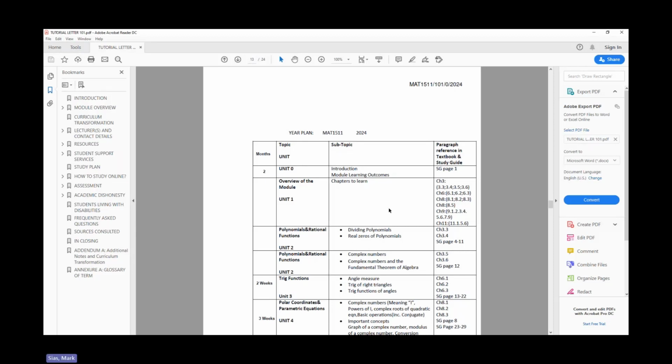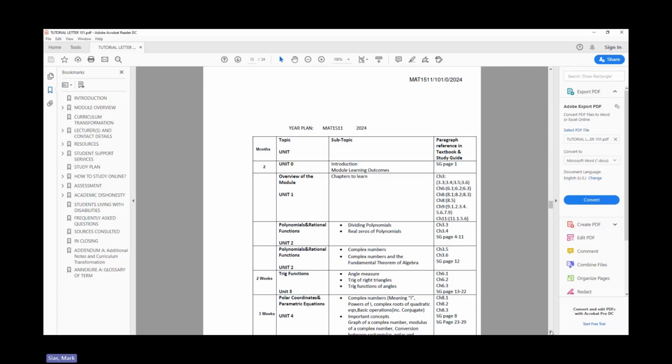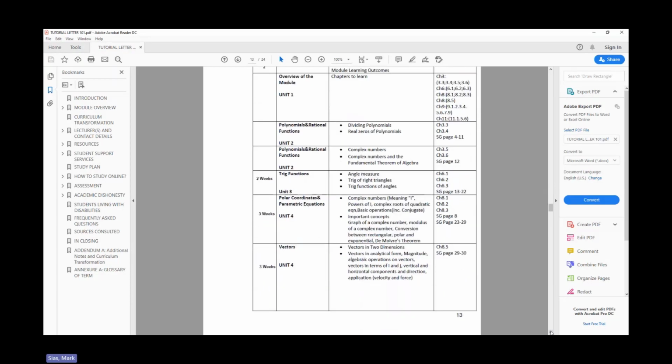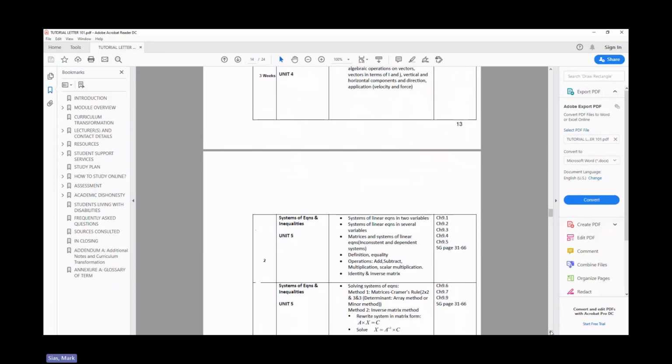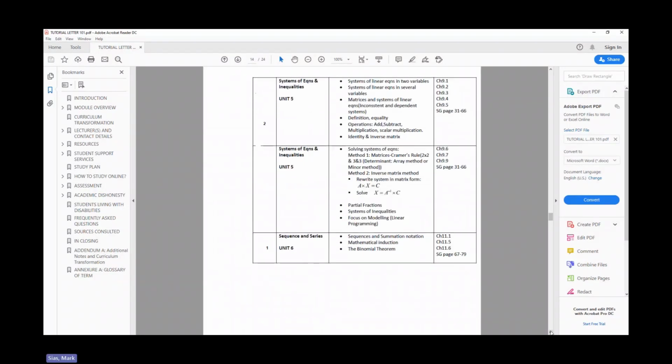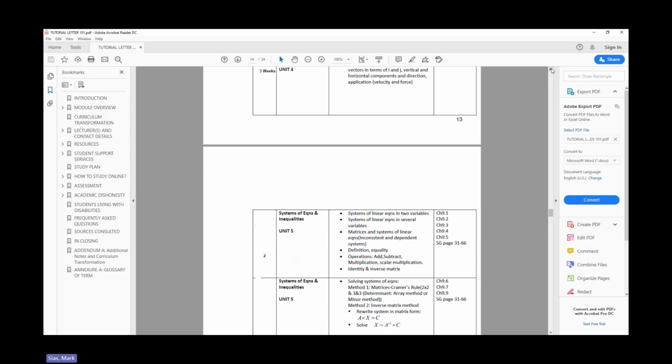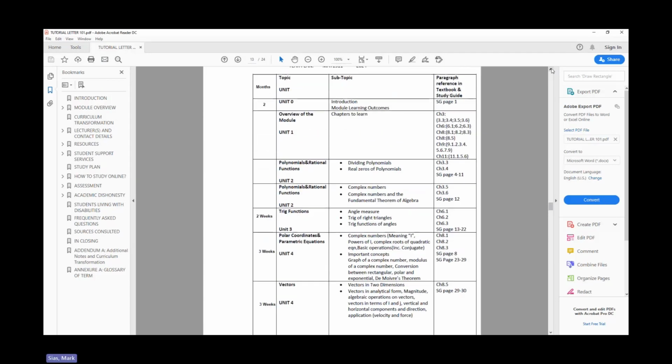Chapters to learn: chapter 3.3, 3.4, 3.5, 3.6, 6.1, 6.2, 6.3, 8.1, 8.2, 8.3, 8.5. So this is my first time presenting this module, but I should be familiar with all the topics here. I think you guys go up to linear algebra also, some matrices. Yeah, and okay, Cramer's rule, and then the binomial theorem. Okay, that's fine.